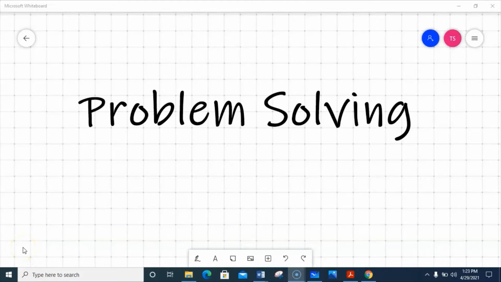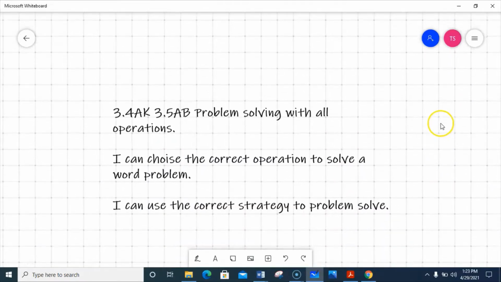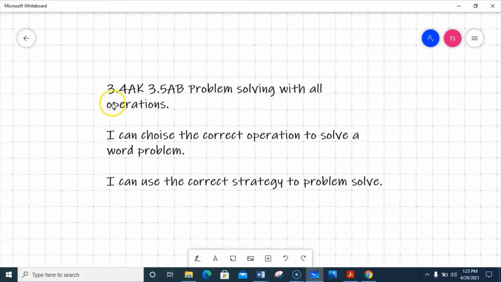We're going to be talking about problem solving today, and a wide variety of skills, really. We're going to be talking about 3.4A and K and 3.5A and B. That's problem solving with all operations, basically. And the I can statements are: I can choose the correct operation to solve a word problem, and I can use the correct strategies to problem solve.